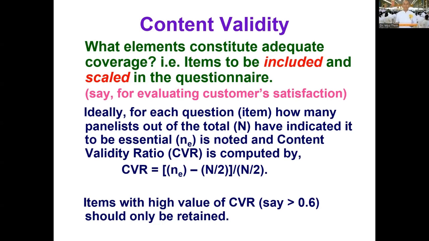Here it is given that for this question item, how many panelists out of the total have indicated it to be essential. Ne is noted, and the content validity ratio, CVR, is computed by this formula. So items with a high value of CVR, say 0.6 or higher, should only be retained.